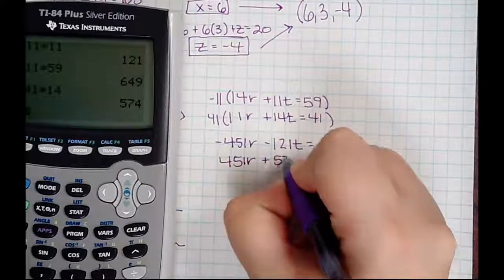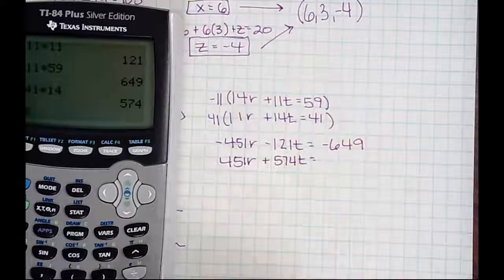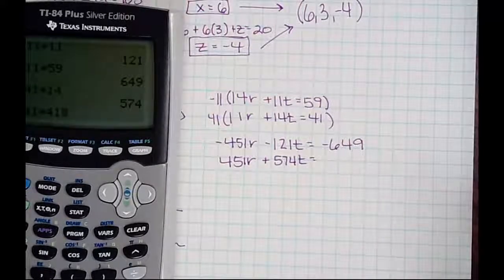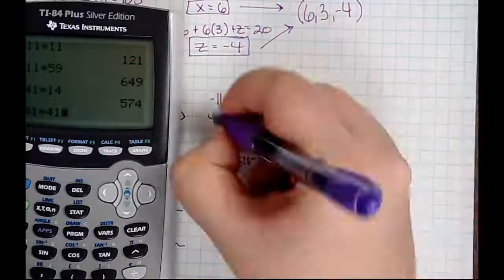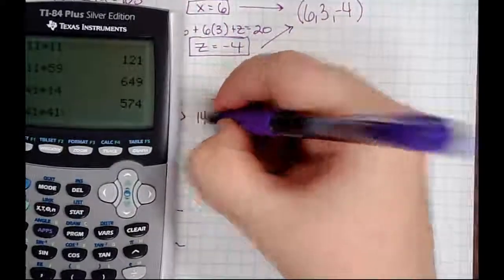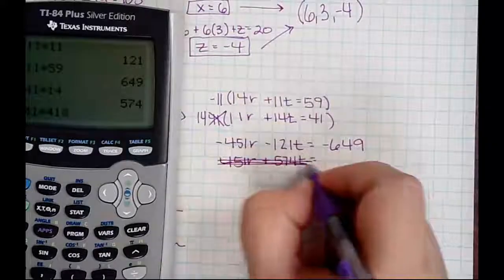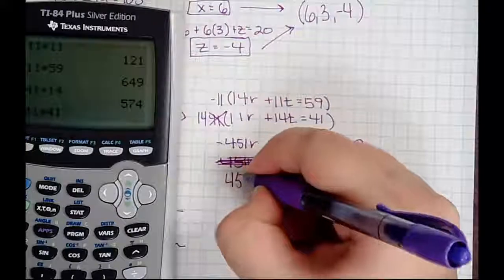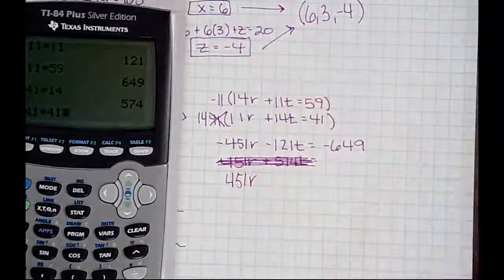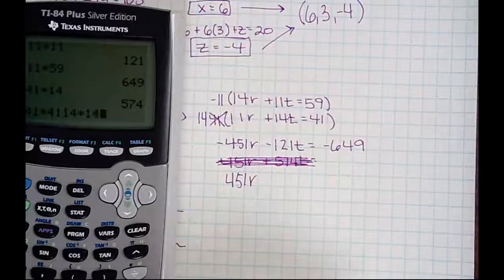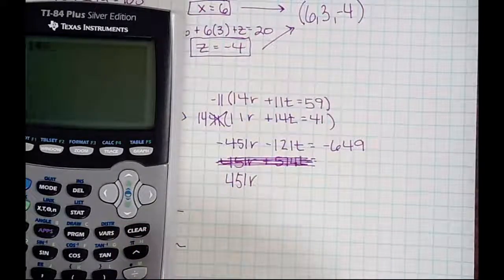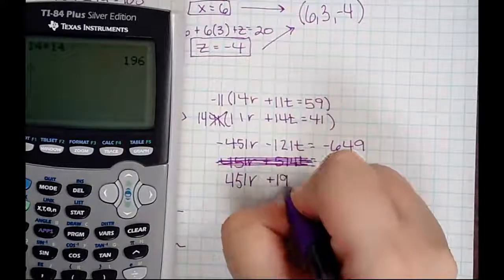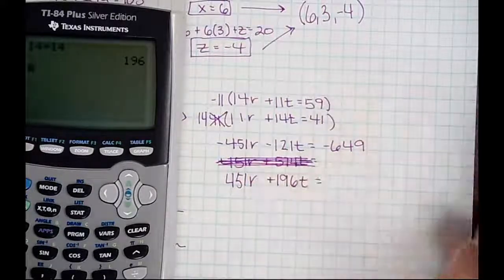Why did I multiply that times 41? Nope. This should not have been 41. I had a moment. It should have been 14. Please ignore this line. This is 41r for 41r. However, it's then 14 times 14, which is 196. That looks a lot better. So plus 196t, and then 14 times 41, which is 574. That's what I should have been doing.